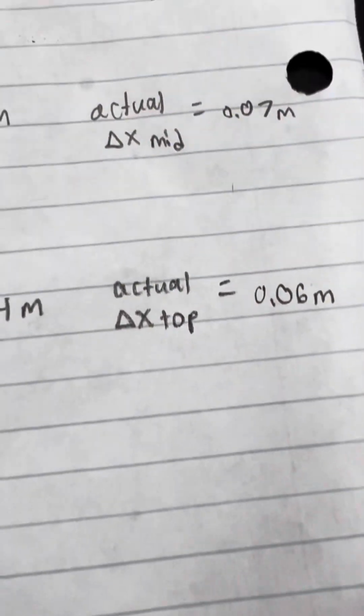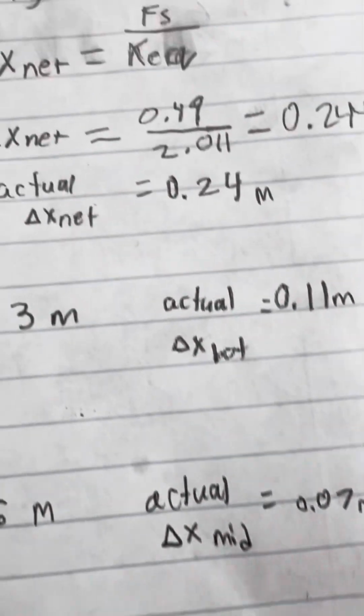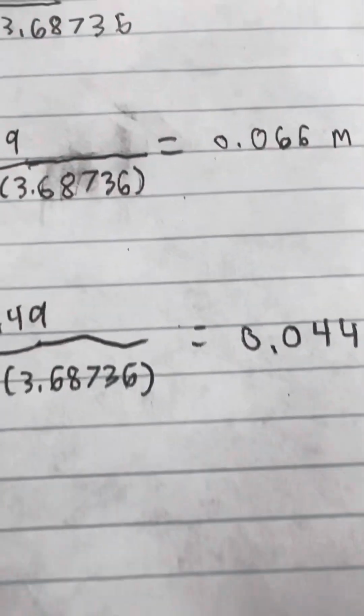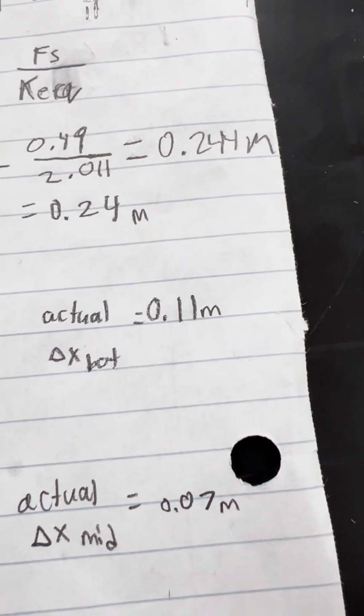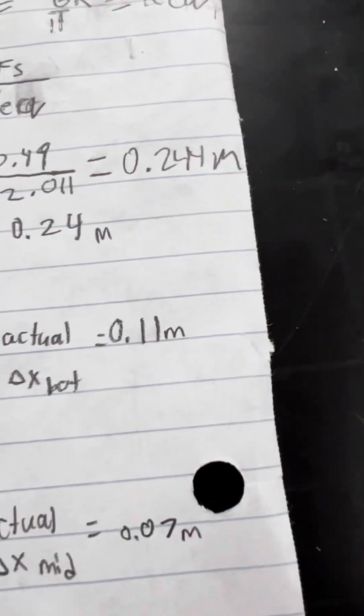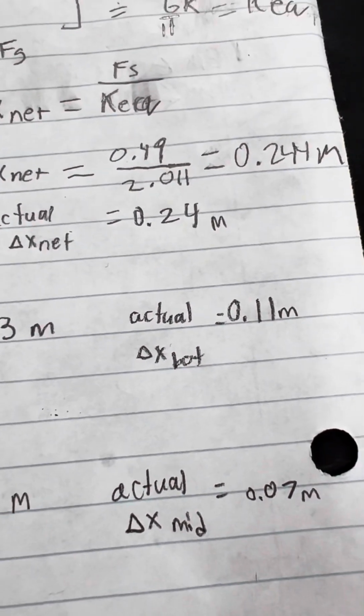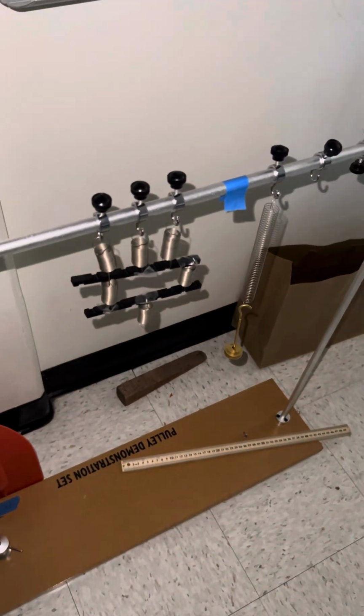Now let's look at our actuals, which we measured. And our actual xnet is 0.24. They all add up equally. And now let's look at our theoreticals over here. And when added up, they equal 0.244 meters, which is actually really close, which is a pretty good experiment. Yeah. So that's our spring system.